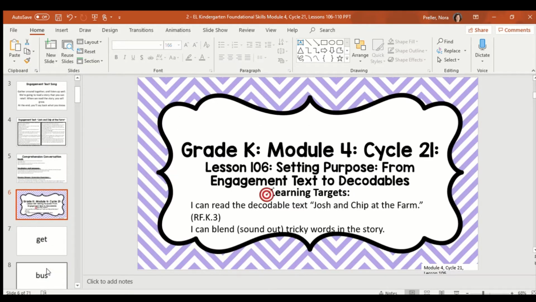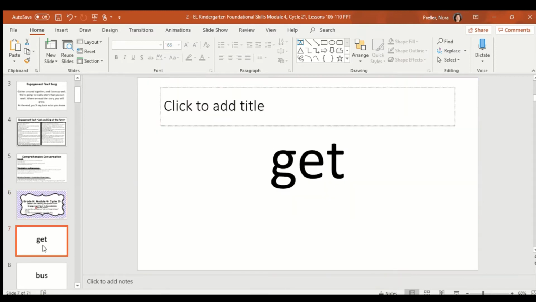We're going to move on to our second learning target. We actually have two targets. Target number one is I can read the decodable text, Josh and Chip at the farm. We're going to use all the strategies we've been working on in our reading groups. And our second target is I can blend, which means to sound out tricky words in the story. So when we get to a word we don't know, we are going to sound it out. Let's practice that sound it out strategy before we read the book.